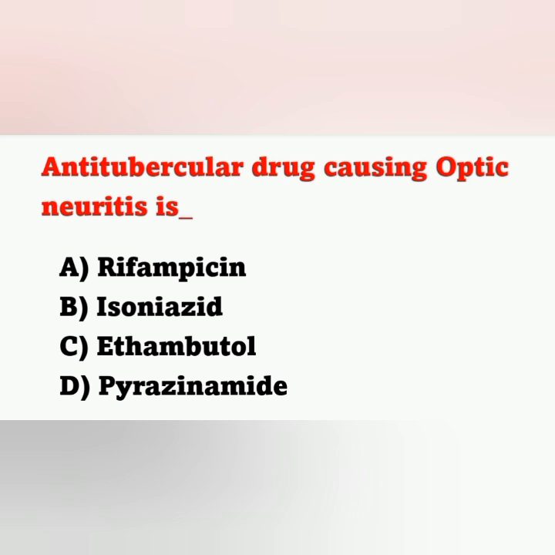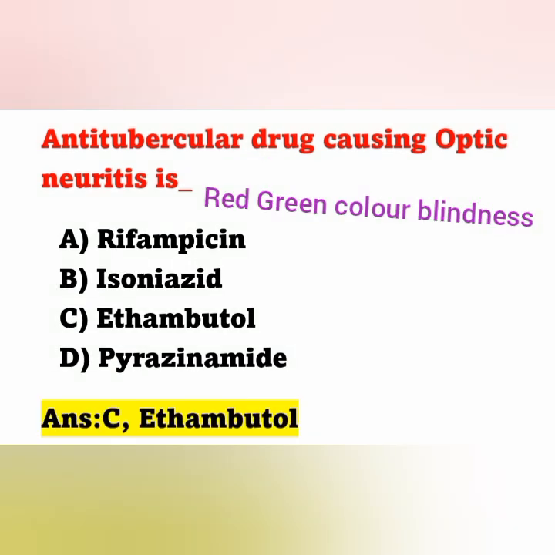Today's question: anti-tubercular drug causing optic neuritis is options: option A rifampicin, option B isoniazid, option C ethambutol, option D pyrazinamide. Here the correct answer is option C, ethambutol, the anti-tubercular drug ethambutol, which causes red-green color blindness or optic neuritis. The other main side effects of ethambutol include hypersensitivity reaction, dizziness, mental confusion, dermatitis, optic neuritis, peripheral neuritis, also thrombocytopenia, then anaphylactic reactions.